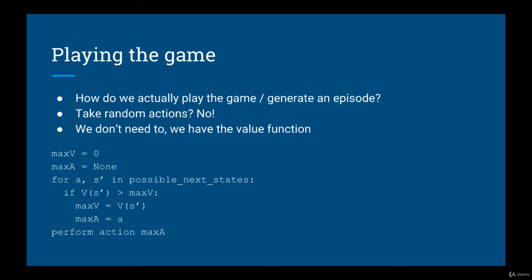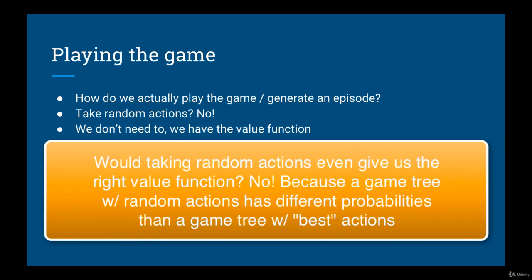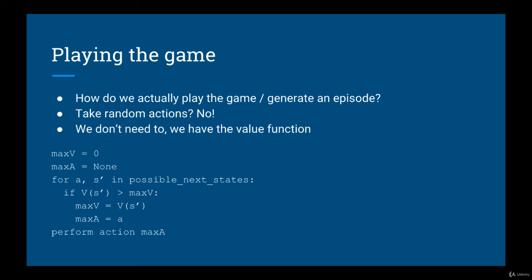The next detail we have to talk about is how to actually play the game. Are we just going to take random actions? In this case, we don't have to, since we have the value function. The value function tells us how good a state is based on how good the future states will be. So all we need to do is perform the action that leads to the best next state. In pseudocode, that might look like this.